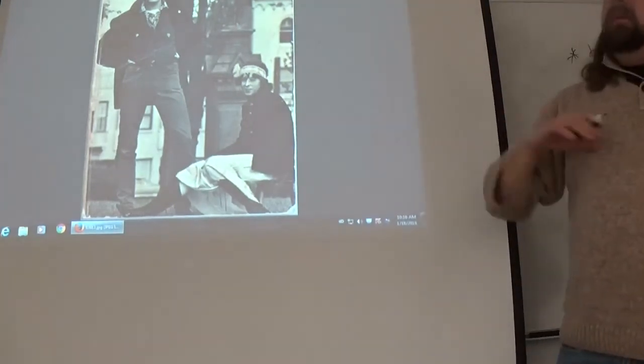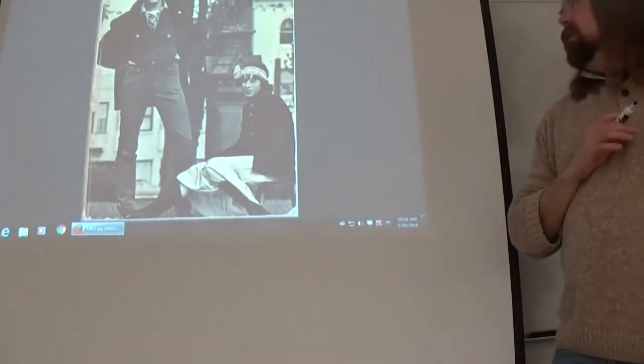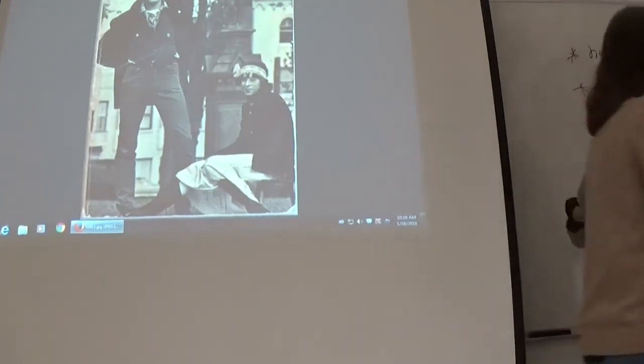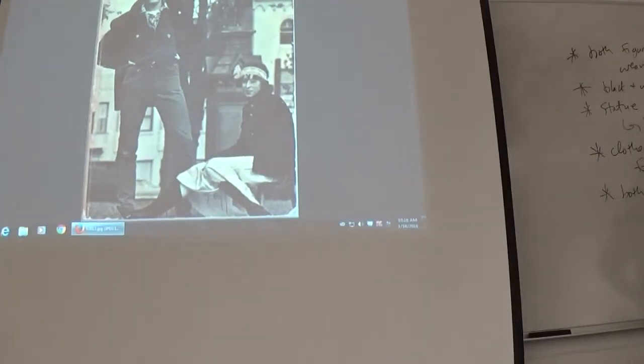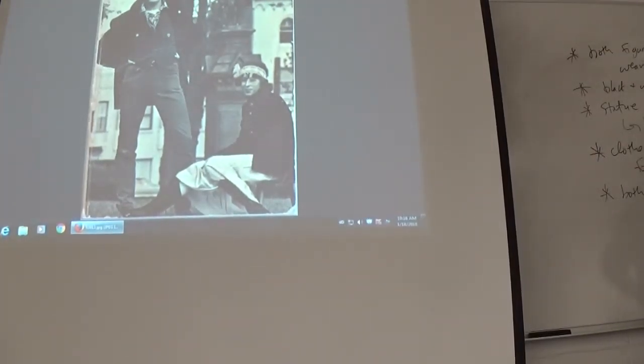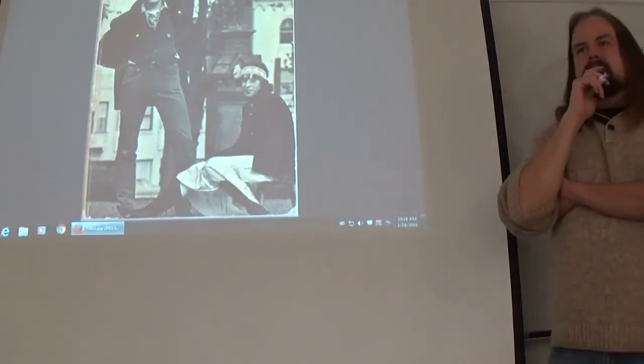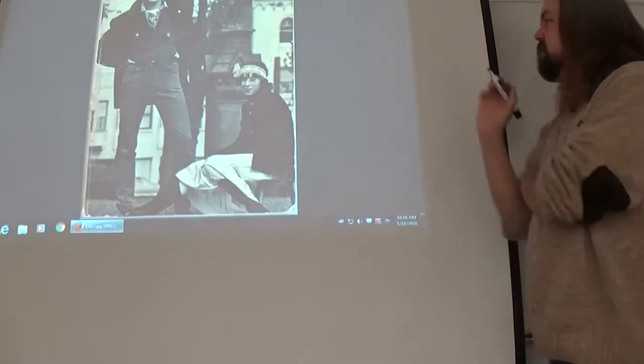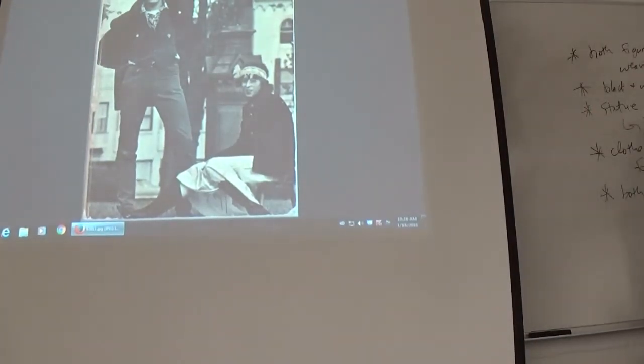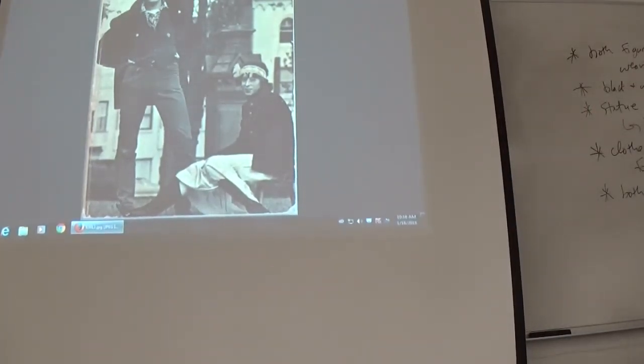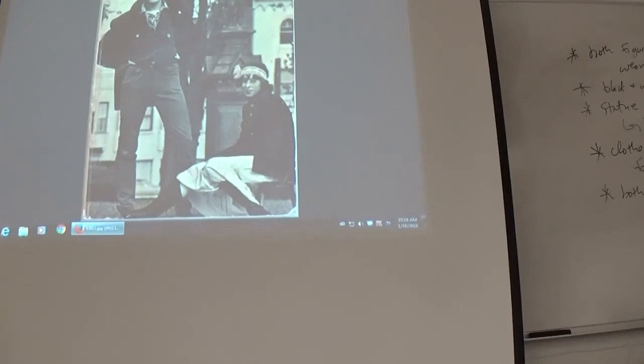Let's focus on the woman here for a minute. What do you notice about the woman? She's sitting. Okay, a woman is sitting. Right, man is standing, woman is sitting. Good. What else do you notice about her? She's smiling. Okay, she's smiling. She's looking away from the camera. Mm-hmm. Right, not looking at the camera.